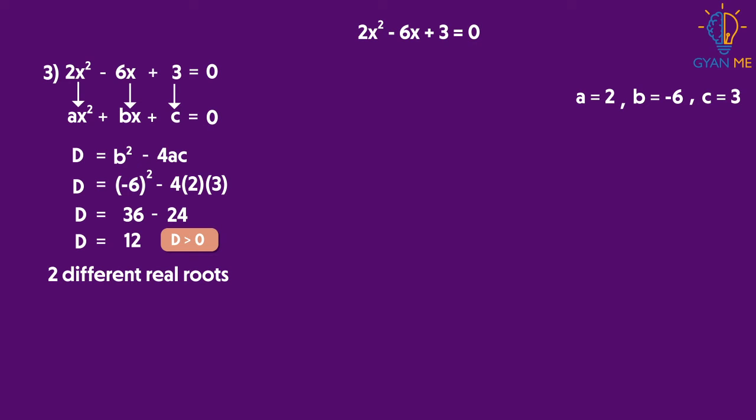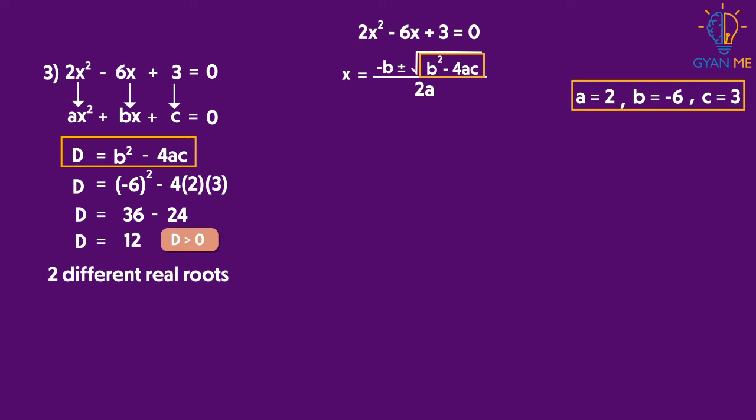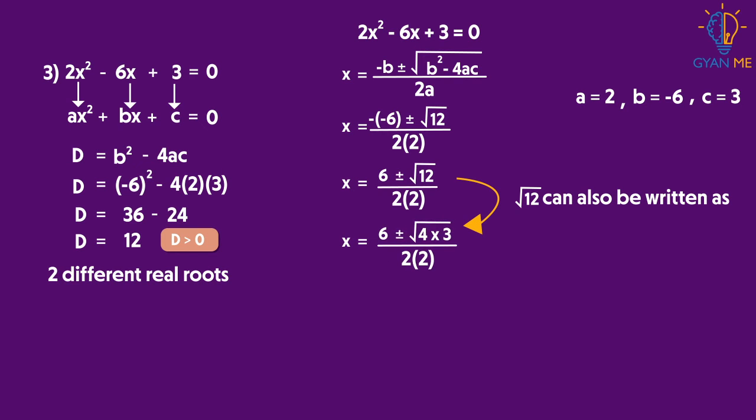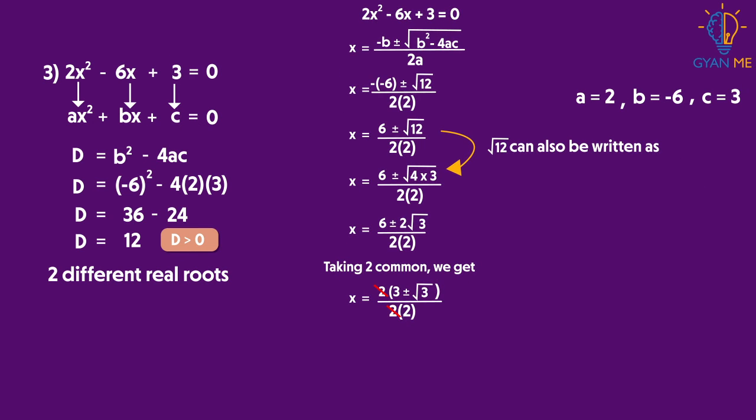To find the roots, let's use the quadratic formula. Here we already know this b square minus 4ac, which is 12, and all the other values as well. So substitute them in the formula and solve. On simplifying, we get 6 plus or minus under root 12 upon 2 into 2. Now we know that root 12 can be written as under root 4 into 3, which is also equal to 2 root 3. Thus our expression becomes 6 plus or minus 2 root 3 upon 2 into 2. Taking 2 common, we get 3 plus or minus root 3 upon 2.